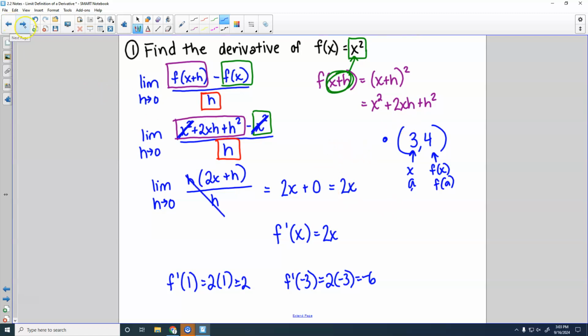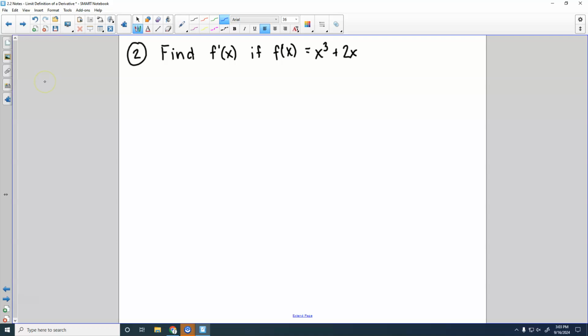All right, let's do another one. Okay, we've got x to the third plus 2x. So in this case, it doesn't tell us a specific point, so we are using the limit as h approaches 0 of f of x plus h minus f of x all over h.